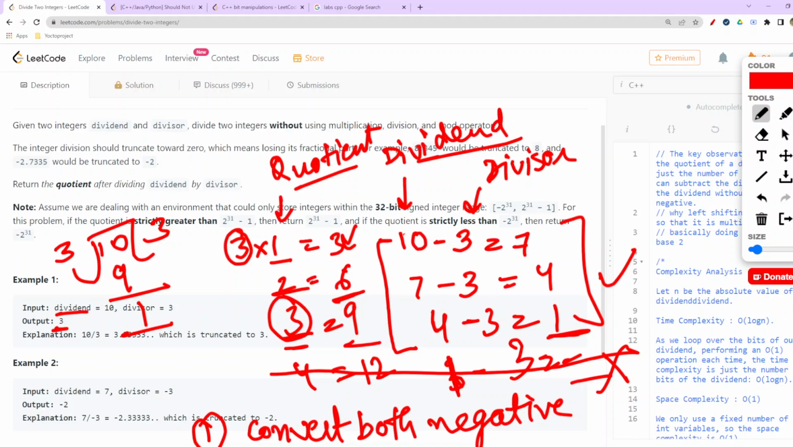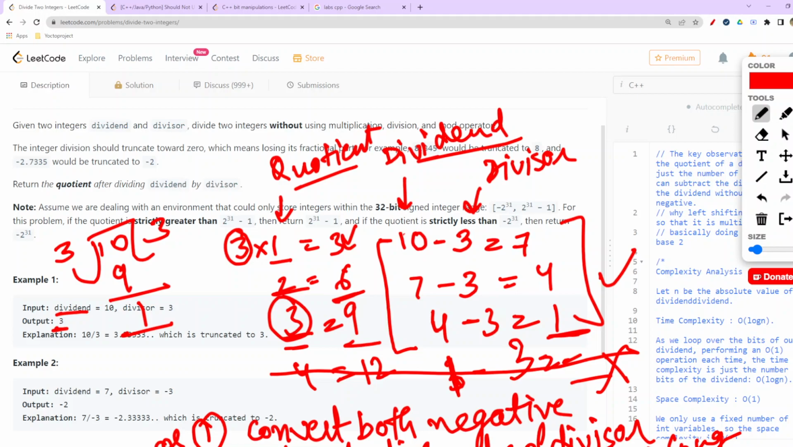Or the second thing we can do is get the absolute of both of them, the absolute of the dividend and the absolute of the divisor, right? But we need to convert them into long. So these are the two options which we could use to increase the space of our calculation, right? Because there is a condition of integer overflow which we will encounter in this solution.